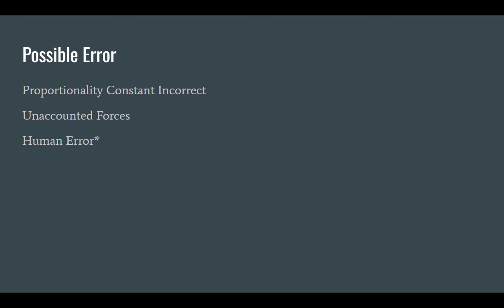Now, there are some stipulations, because there's always going to be a little bit of error. My proportionality constant might be wrong, there might be some unaccounted forces, or I could have just tracked something wrong.